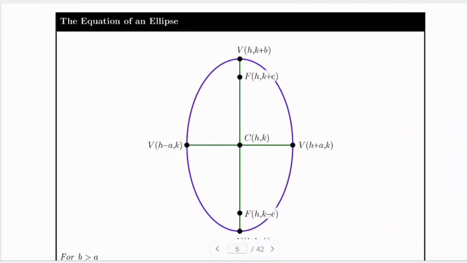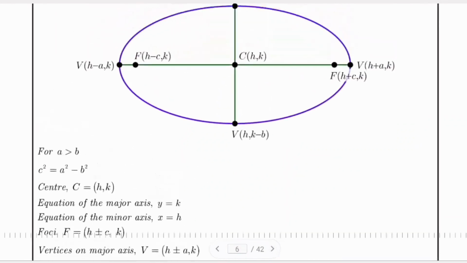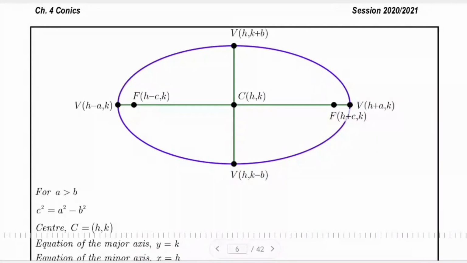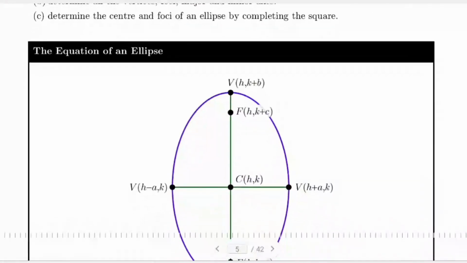So you have two different types of ellipse. The first one looks like this, the second one looks like this. Alright, so what is the difference between these two?